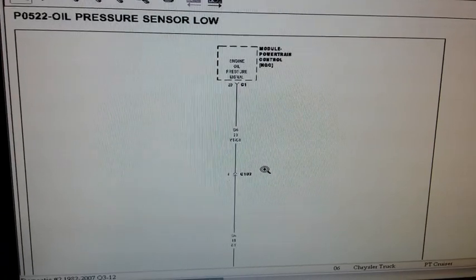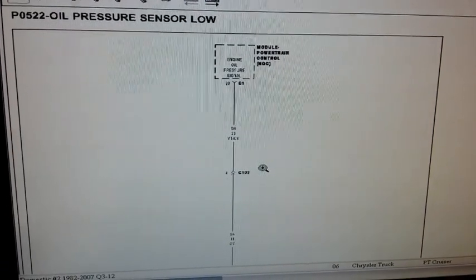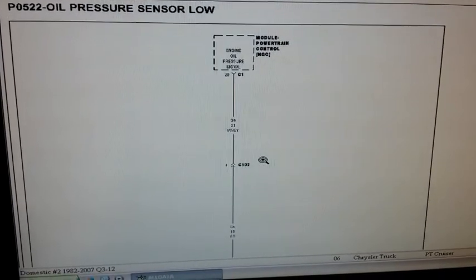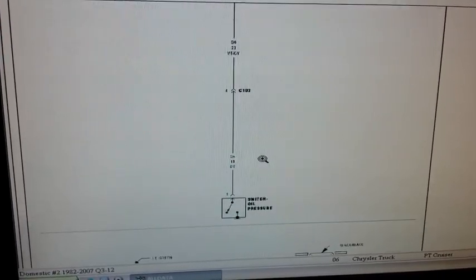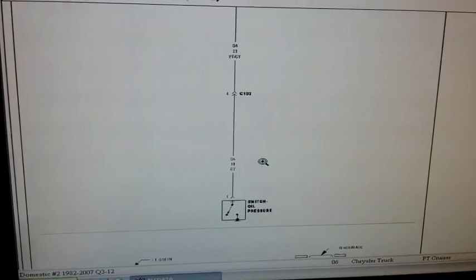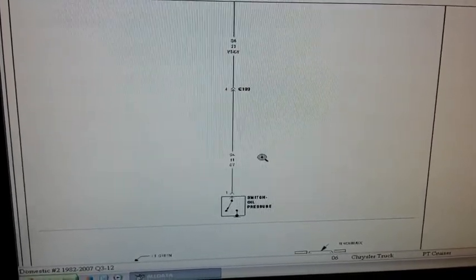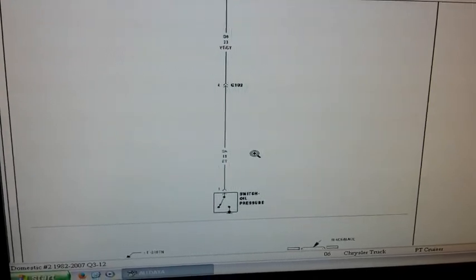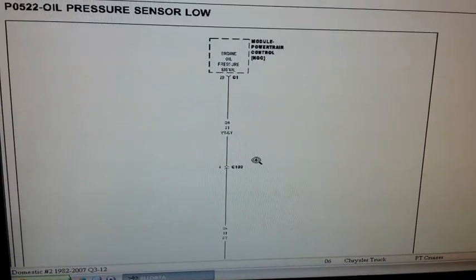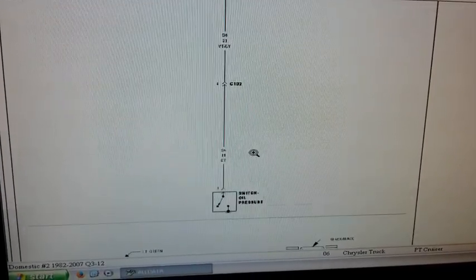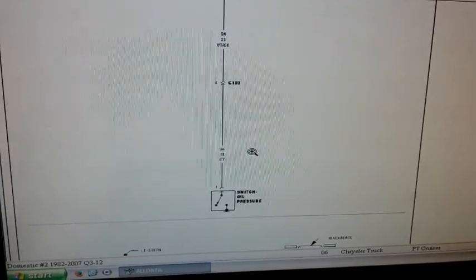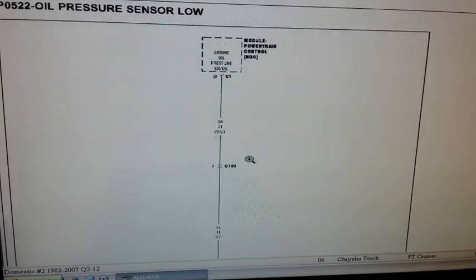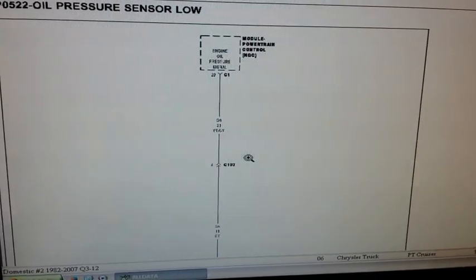Alright, guys. So here's the wiring diagram for this oil pressure switch. As you can see, it has basically one wire, and the other wire is pretty much ground, which will be the housing of the oil pressure switch. The one wire, as you can see, is a gray color, which is a signal wire. This wire could be anywhere from 5 to 12 volts.